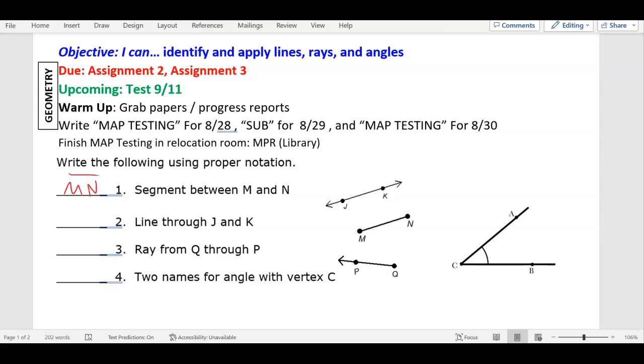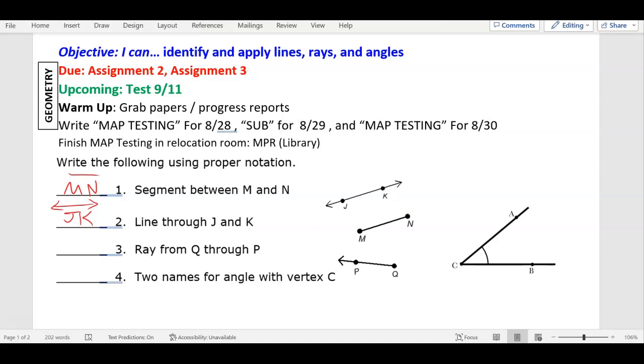All right, now, through JK is a line. How do I know it's a line? Because I see 2 arrowheads. So here's how you write it. You write JK, and then on top you put the line with the 2 arrowheads. Cool. So again, the words matter. Segment, no arrowheads. Line, 2 arrowheads.